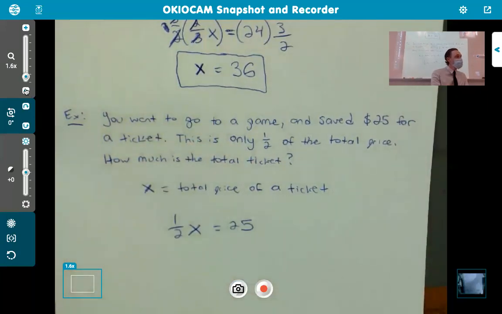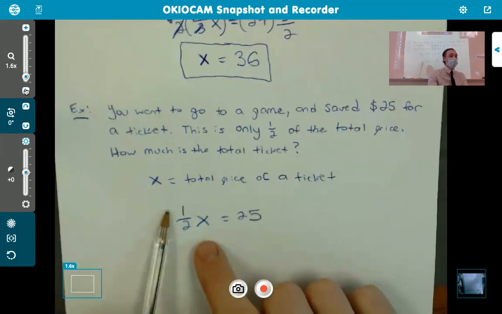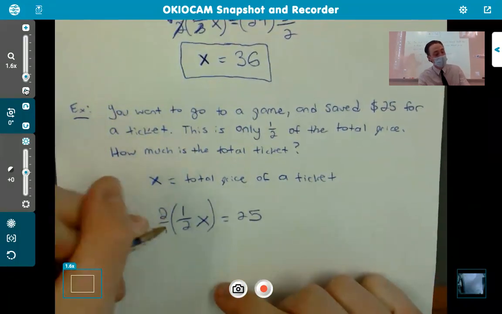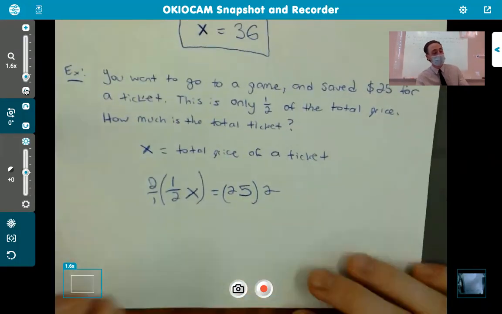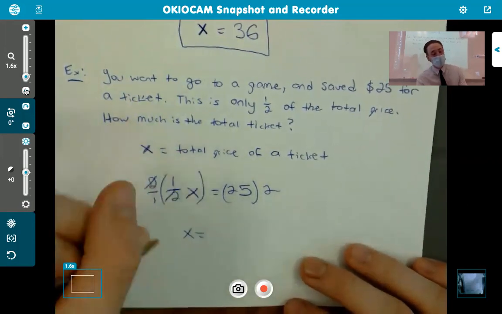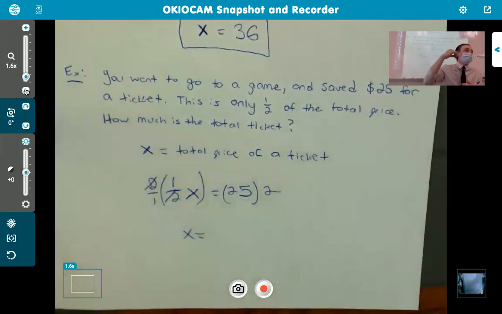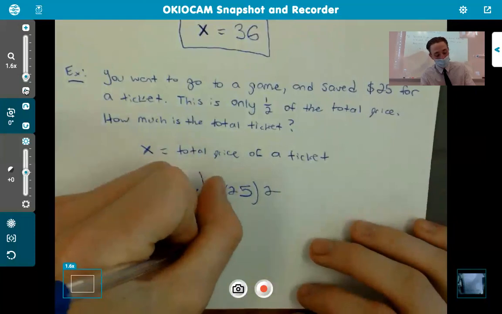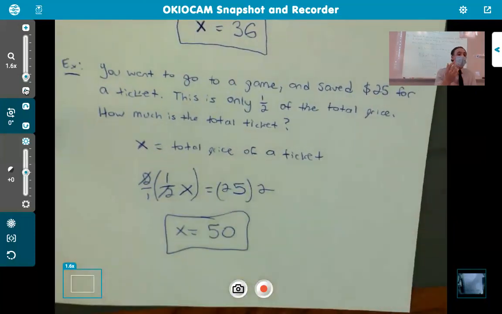Okay, that's the next step. What do I have to do on both sides here? What's the reciprocal of 1/2? 2/1. So I multiply both sides by 2/1. What's 25 times 2? 50. She had the answer ahead of time because we're dealing with easier fractions. But say it was 3/7 or 2/5. Off the top of our head, we might not know that value, so we have to create this equation to help us. So the total price of one ticket is 50.